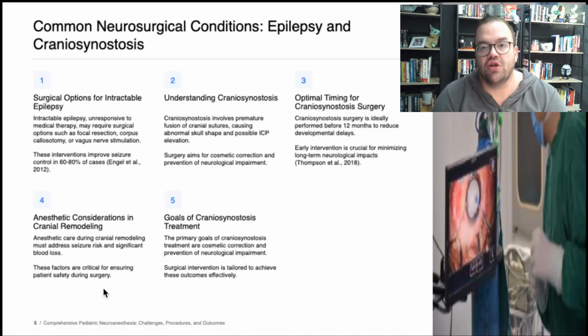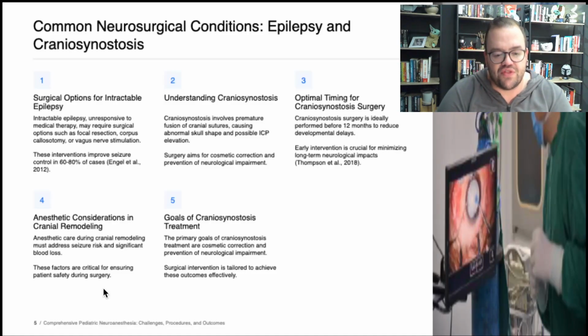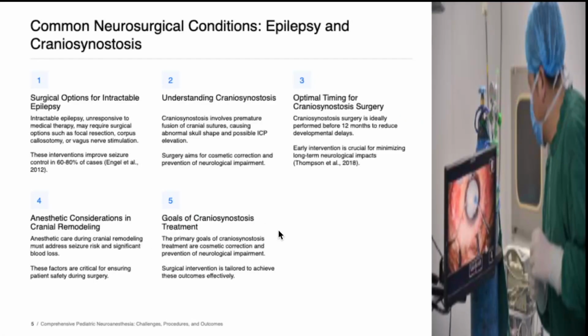as we said, both for cosmetic and neurological purposes. The biggest issue with these surgeries is that these patients bleed. If you imagine scalping an entire skull of a child, the blood loss can be spectacular. It's ideally performed before 12 months of age, so you've got a small child with limited physiological reserve. But the earlier we intervene, the earlier we can ensure optimal neurological outcomes and optimal cosmetic outcomes.